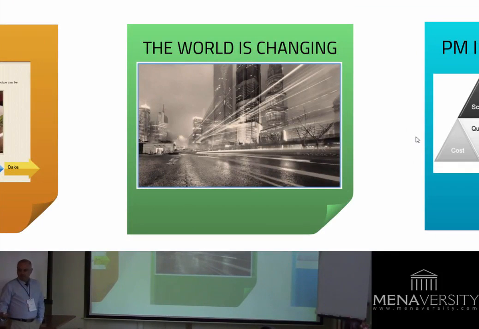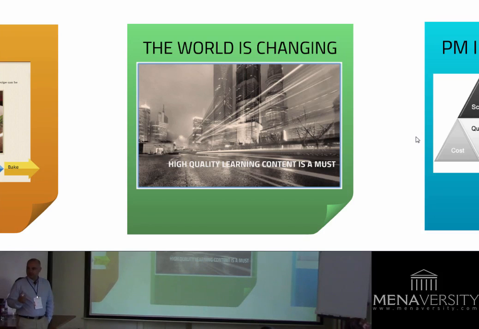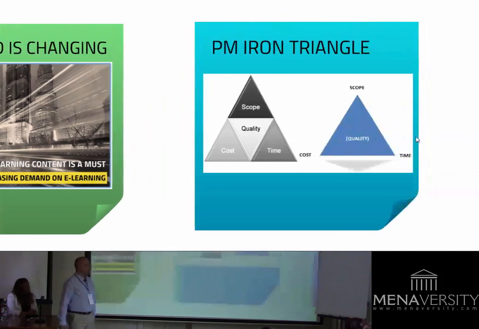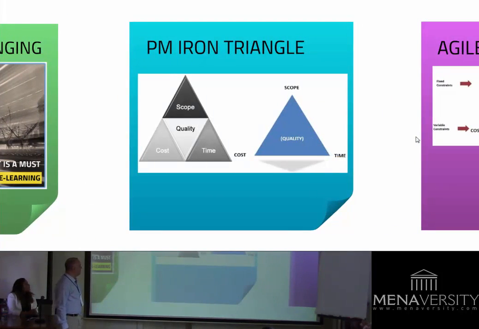In our case, the e-learning, the high quality of the learning content is a must, and we'll talk about this in a minute. And there is a huge increasing demand on e-learning itself. We'll see how. So basically, in the old world, people who are familiar with projects are familiar with this triangle, the iron triangle of project managers, where you always argue that there is a scope, cost, time, and quality, and you have to pick two, or you have to pick three in this case because we have quality added.